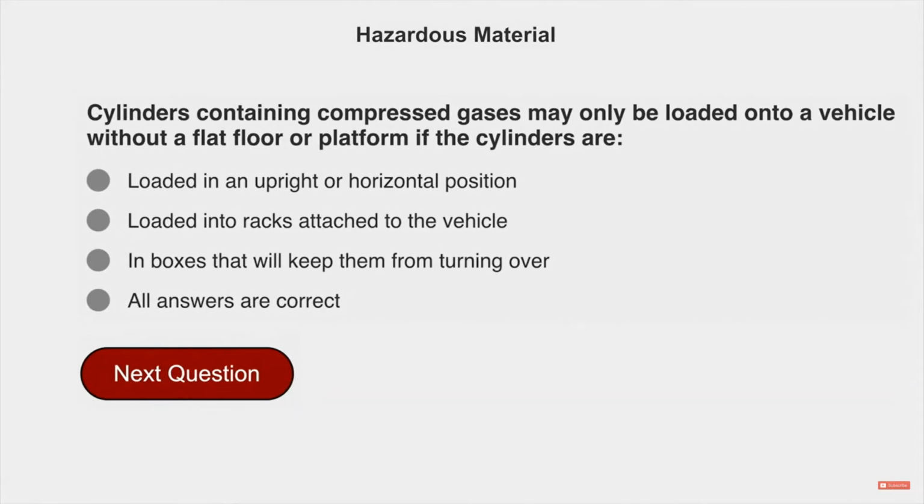Cylinders containing compressed gases may only be loaded onto a vehicle without a flat floor or platform if the cylinders are: all the answers are correct. Loaded in an upright or horizontal position, loaded into racks attached to the vehicles, or in boxes that will keep them from turning over.